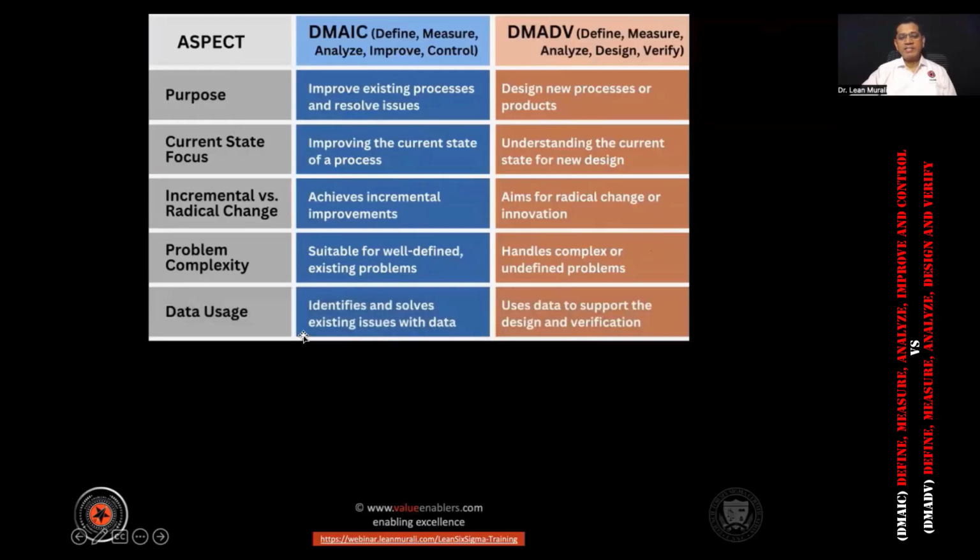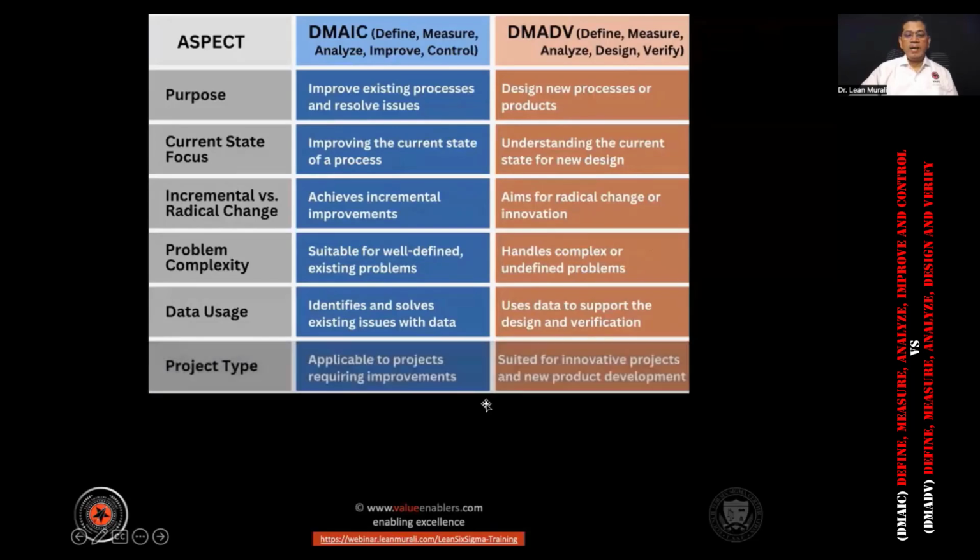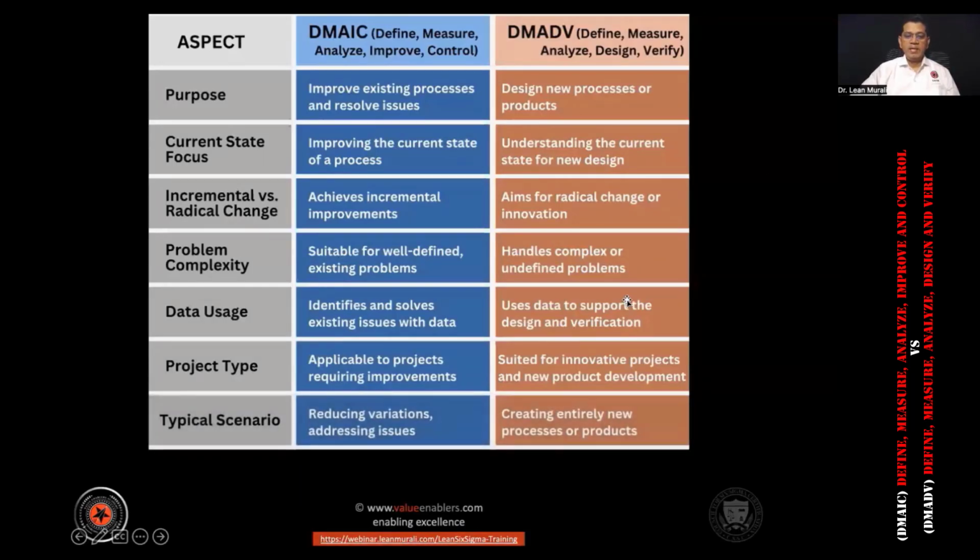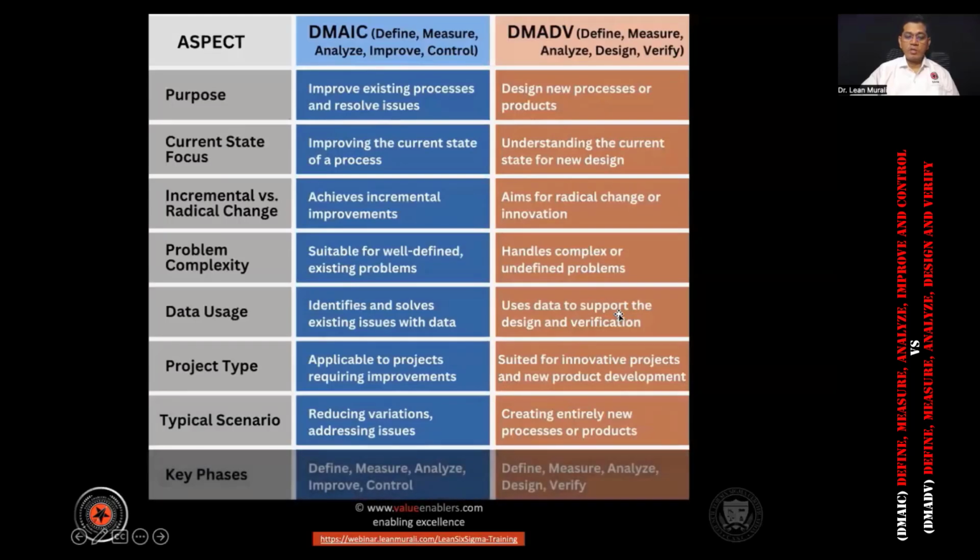And here, as far as data is concerned, it identifies and solves the existing issues with data. It uses the data to support design and verification. And for project type, DMAIC is applicable to projects requiring improvements, while here it is suited for innovative projects and new product development. Reducing variations and addressing the issue is a typical scenario here. This is creating entirely new processes or products. And here, the key phases are define, measure, analyze, improve, control. Here, define, measure, analyze, design, and verify.